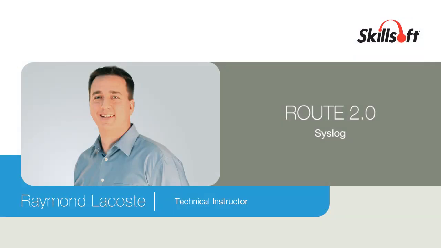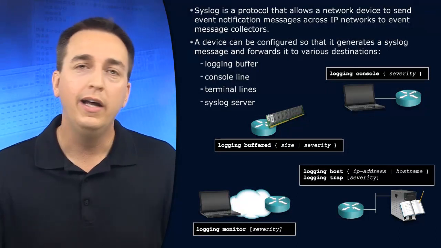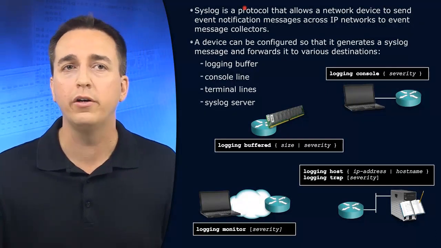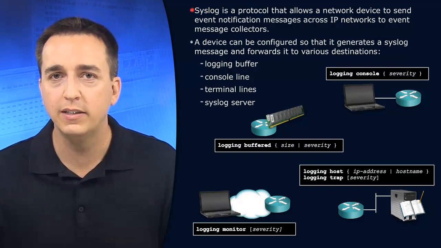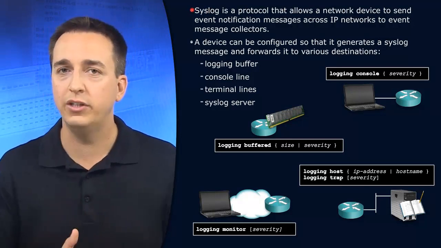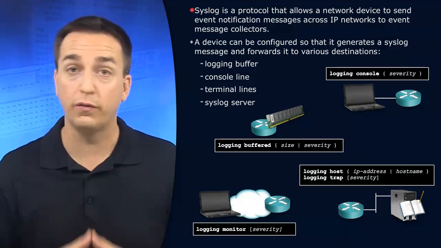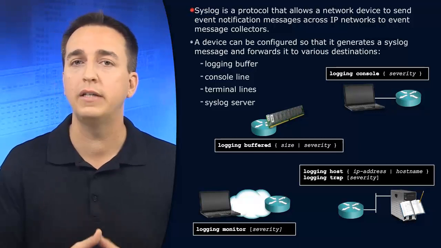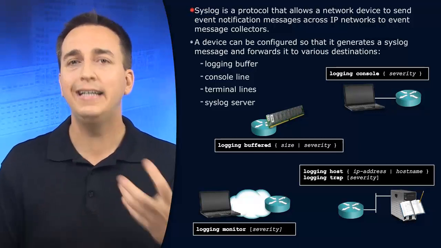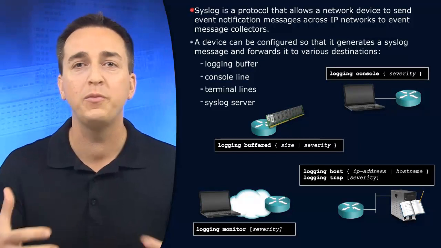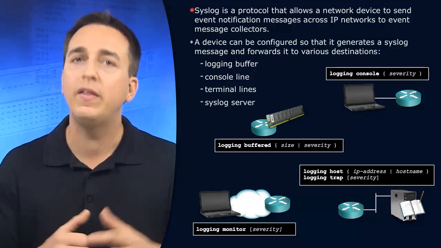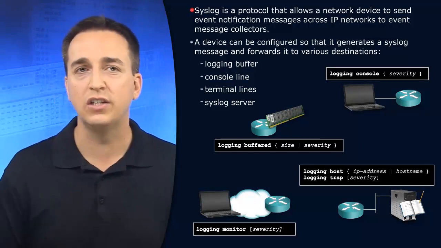Syslog is a protocol that's running by default on our routers. It's a protocol that allows our routers to notify us via notification messages if something has occurred. For example, if an interface goes up or down, we can get a syslog message indicating so. If a routing protocol forms a neighbor adjacency, we get that information as well via a syslog message.